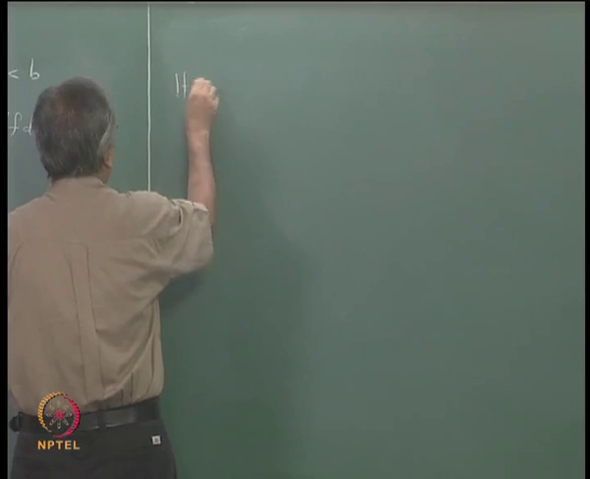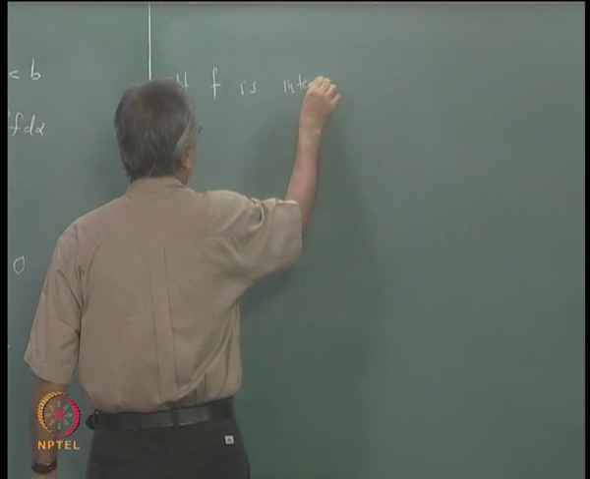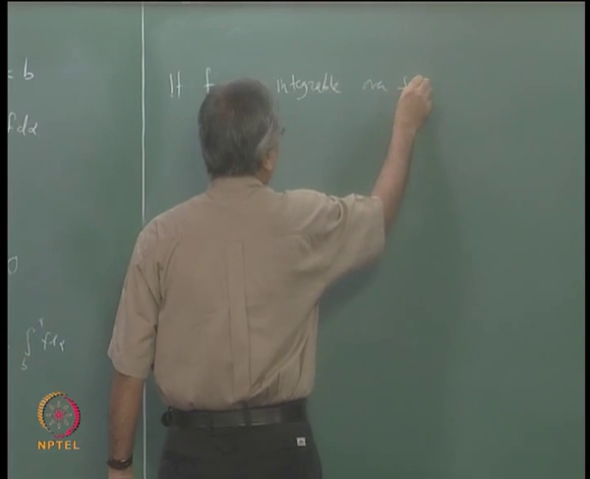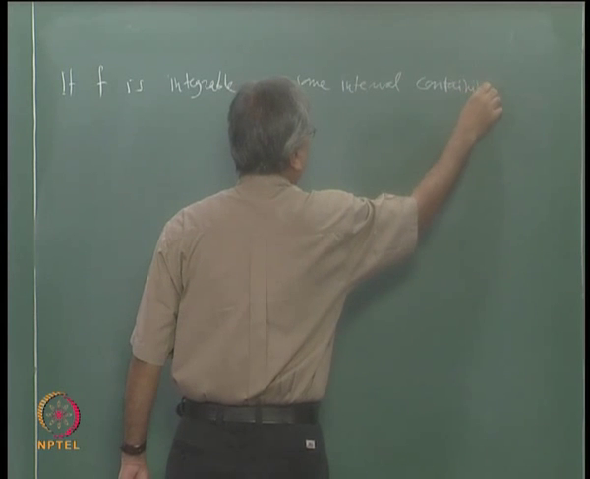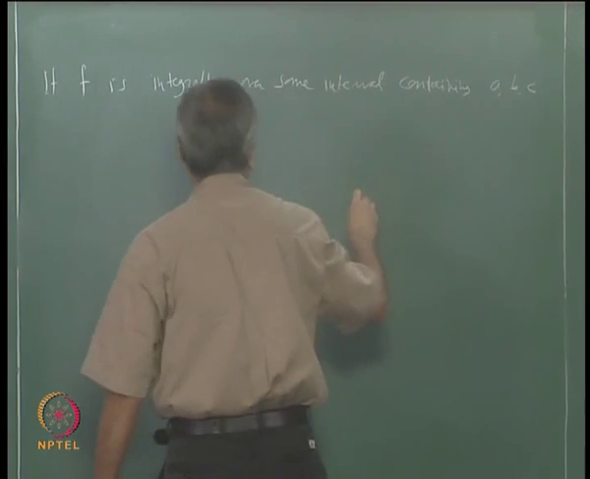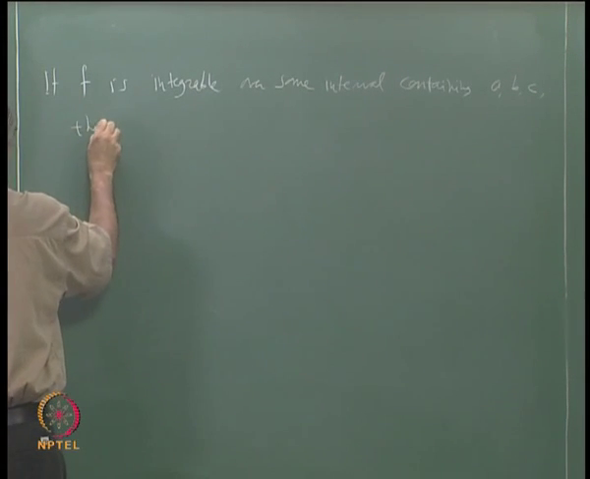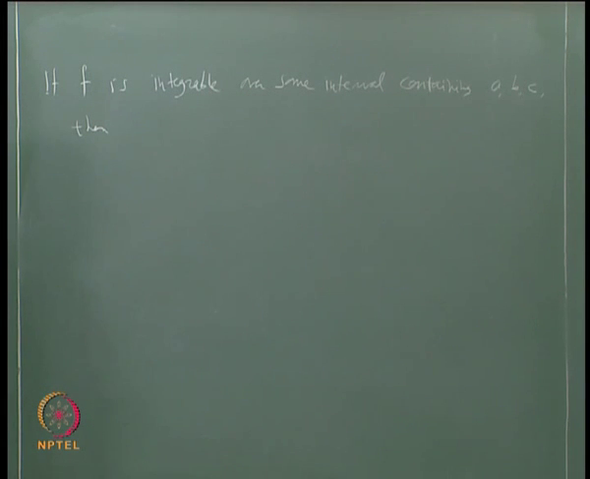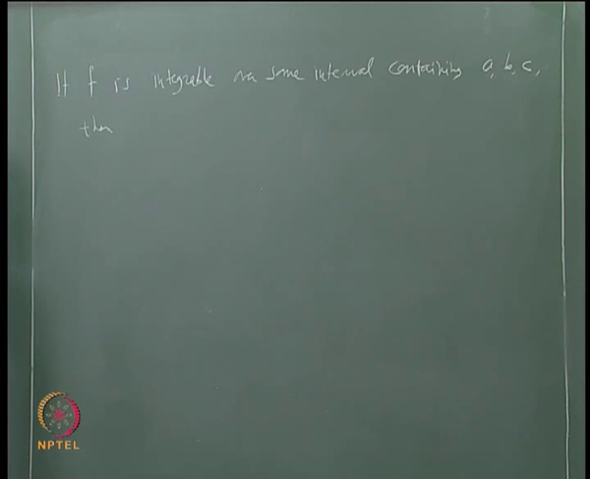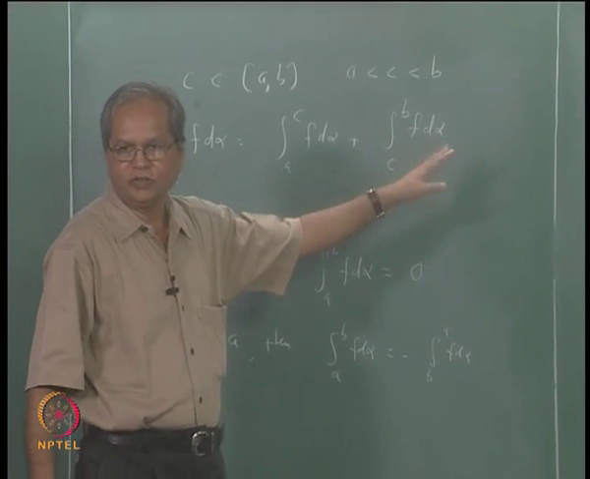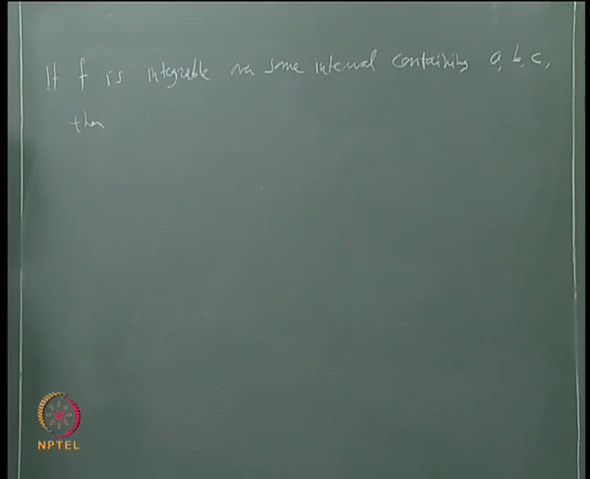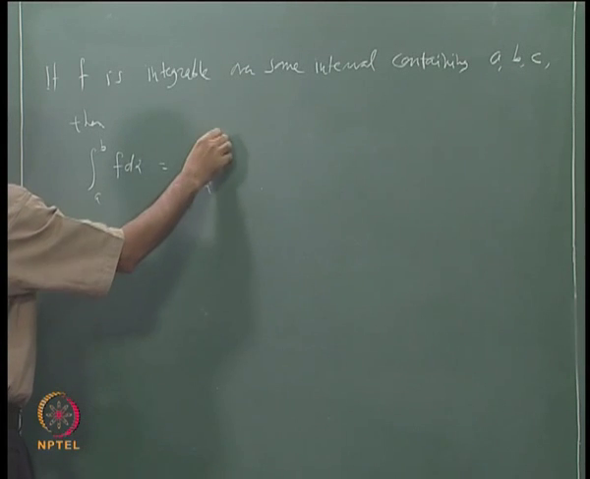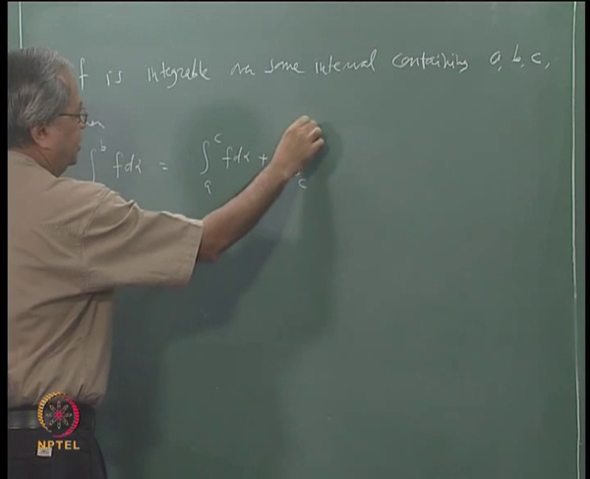If f is integrable over some interval containing all these 3 points a, b, c, then, if f is integrable over some interval, it is integrable over all subintervals. That is something we have already seen while proving this, so I will not state it once again. So it will be integrable over all the intervals a b, b c, a c, c a, whatever it is. Then integral a to b f d alpha is equal to integral a to c f d alpha plus integral c to b f d alpha.